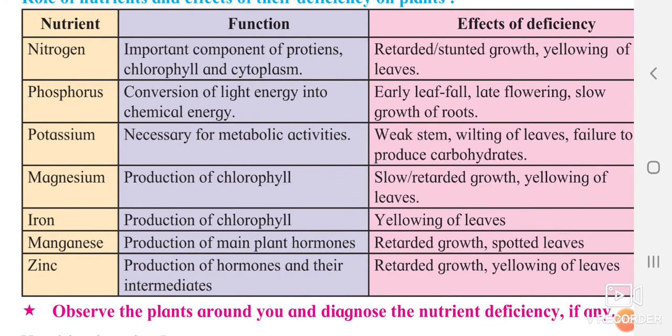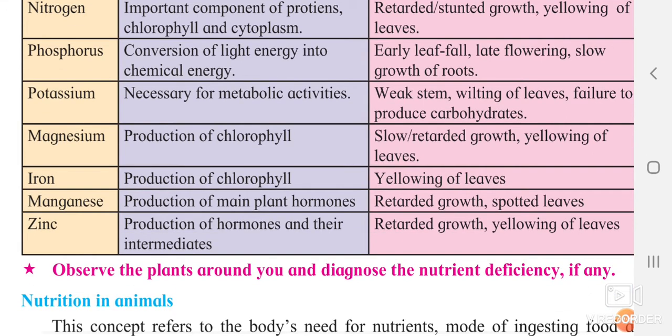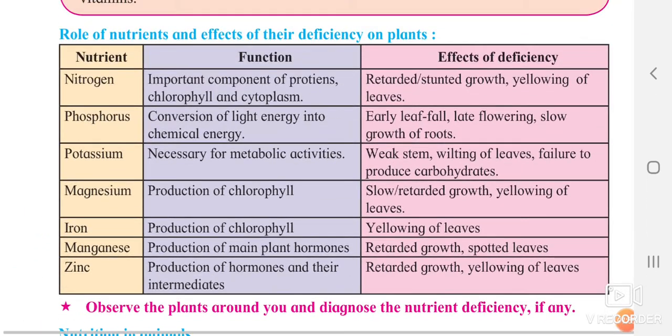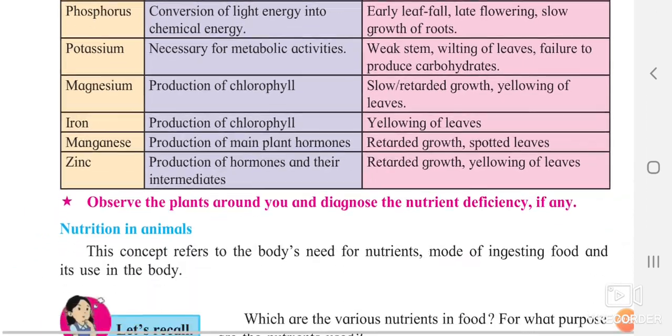Magnesium, what is the use of magnesium? Magnesium and iron do the same function. They both help produce chlorophyll, and their deficiency is also common, that is yellowing of leaves. Manganese helps to build or produce the main plant hormone, and if it is not present, there will be retarded growth. Retarded growth means the growth will stop at one particular stage, it is not supposed to grow big or more. Zinc is used again for producing the hormone, and if it is not present, there will be retarded growth. So these are a few nutrients, their effects, and also their deficiency on the plant.